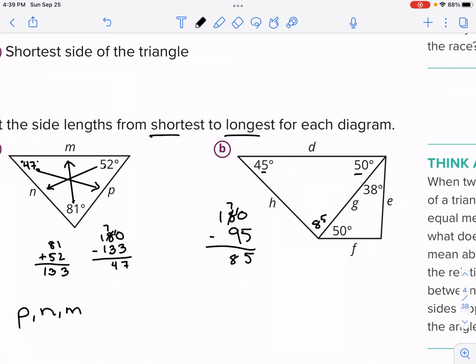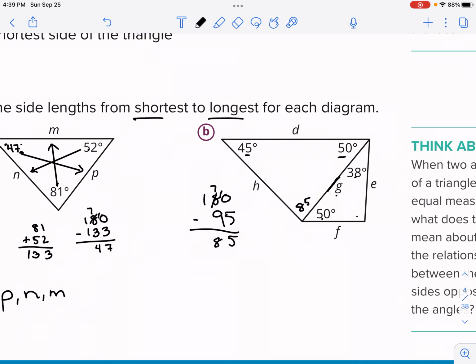Alright, now we're combining this with the other triangle. We're saying that this side length here, we're calling it G. But the angles here, I do have a 50, I have a 38. I don't have this one though, so we're going to do this again. 50 plus 38 is 88? So subtract that from 180. Or this is a 2. And this is a 9, so 92.